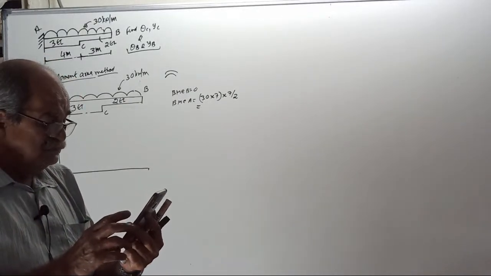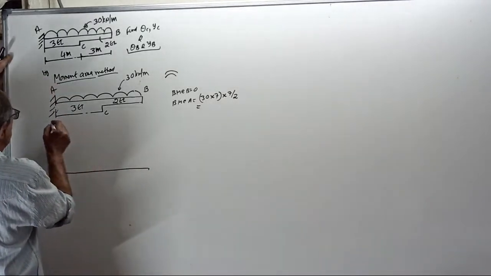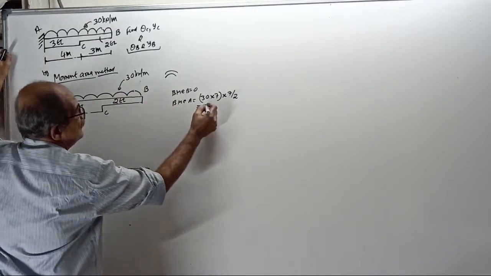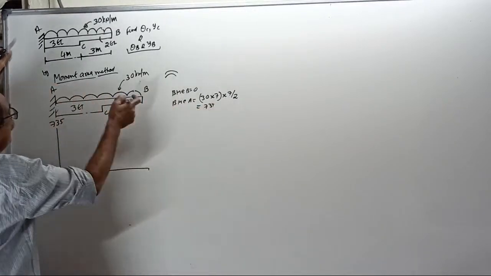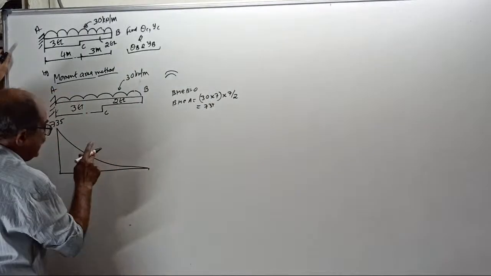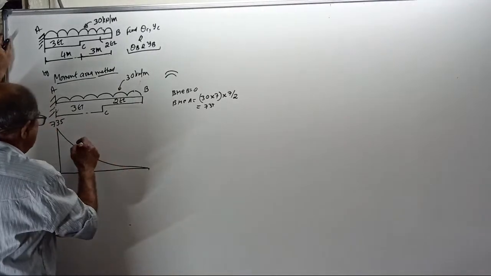735 by EI. See, it is a prestige question. 735 by EI. 735 over. Remember, UDL is joined by a parabola. It is a second degree parabola. Remember, I won't tell once again.